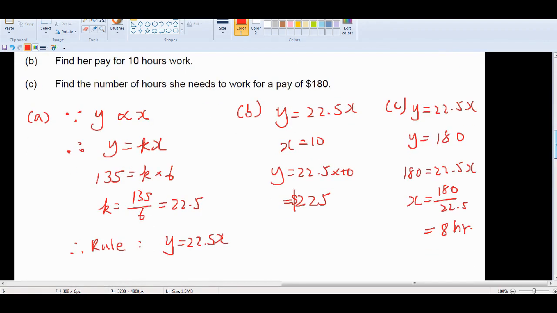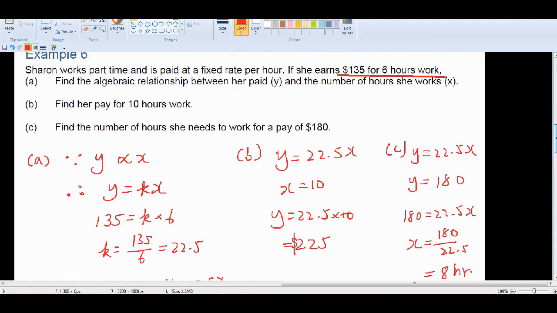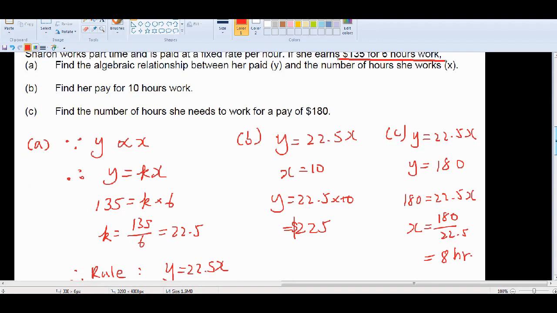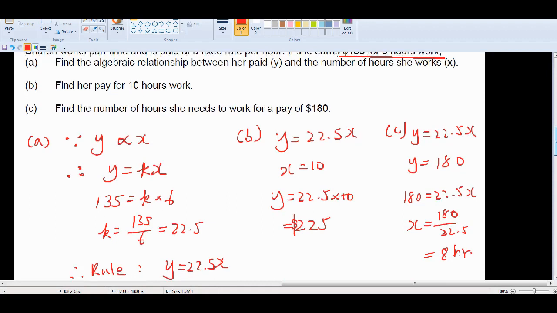By having that, you could move on to part B. For part B, you substitute x equal to 10, and you get y, the pay. For part C, you're going to find the number of hours. This time they give you the total pay, so 180 equals 22.5 times x, and you find the number of hours is 8 hours.